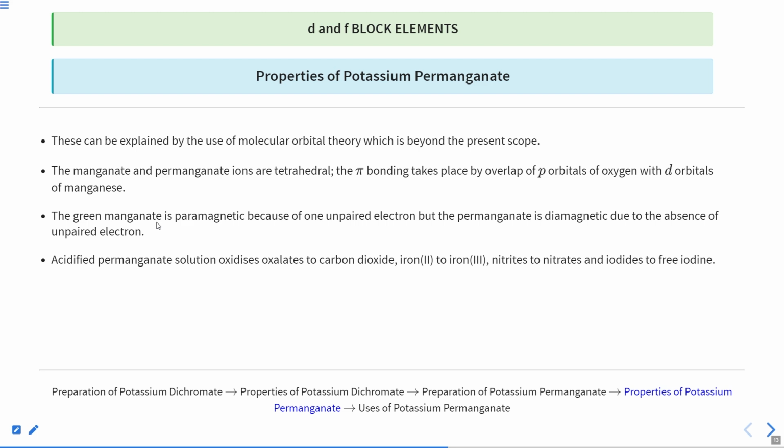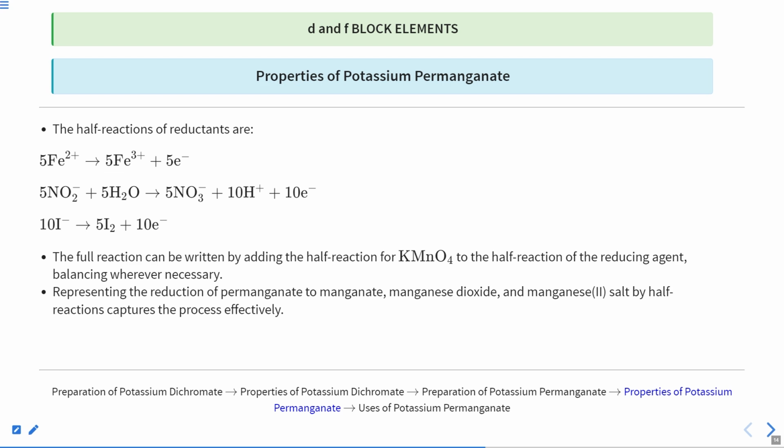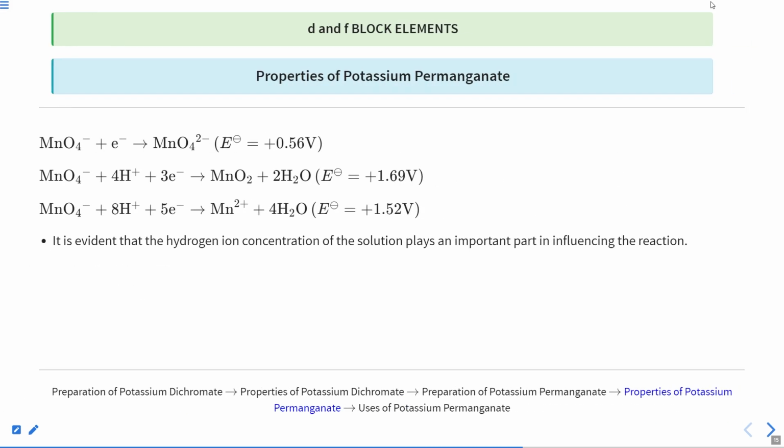Now, if I talk about the oxidizing property, acidified permanganate can be used to oxidize these three: iron 2 plus to iron 3 plus, nitrite to nitrate, iodide to iodine. The full reaction can be written by adding the half reactions, similar to the case of potassium dichromate. We have to add each of these reactions to give the final reaction. Clear?